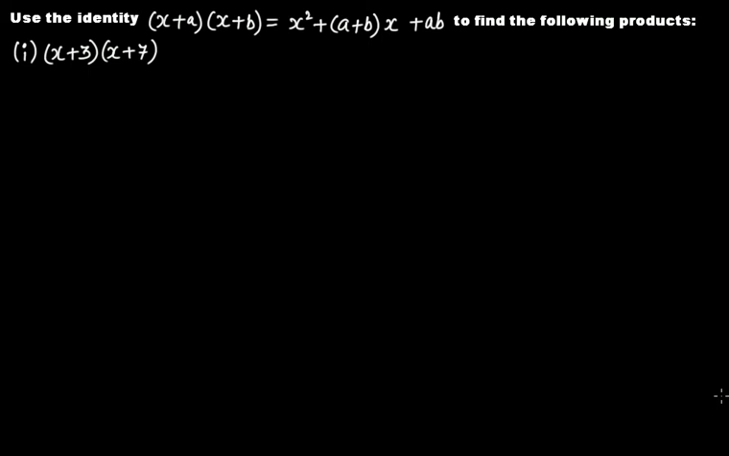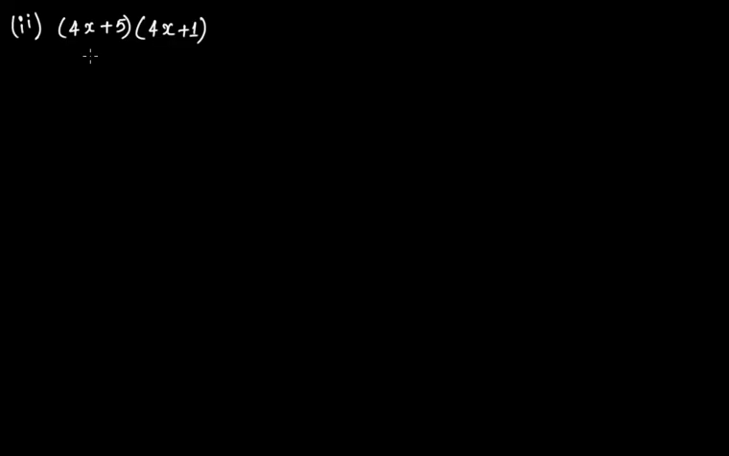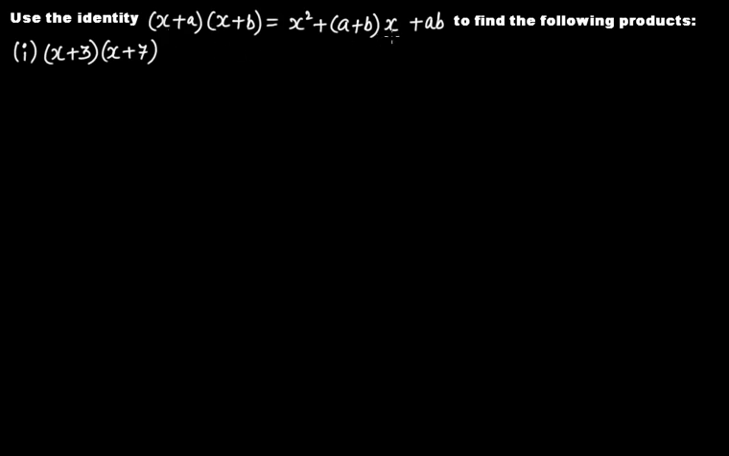Okay, so this is part 3 of the video series on problems on identities. And here we have the problem that says use the identity (x plus a) multiplied by (x plus b) is equal to x squared plus (a plus b) multiplied by x plus ab to find the following products. So here you have one, then you have some more problems here. You have to use this identity.